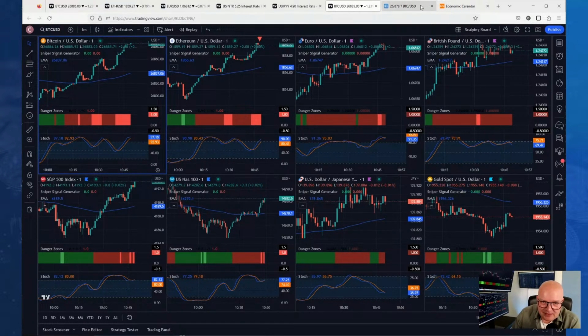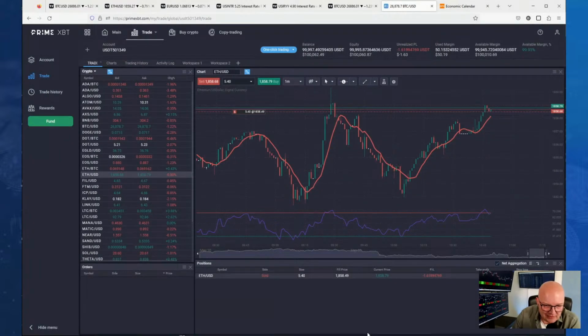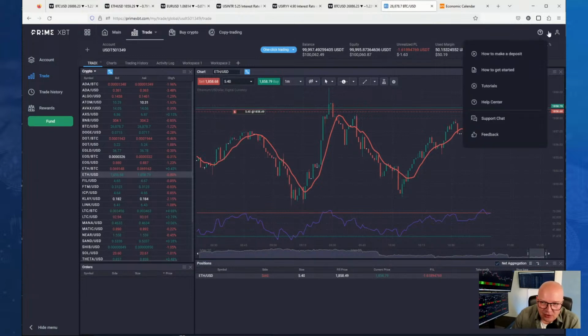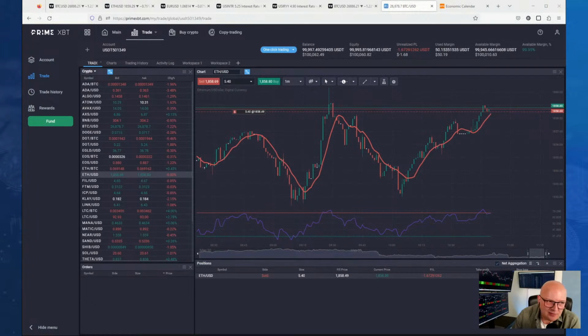Okay, let me elaborate a little bit about position size. You might have noticed here that I chose a position size of 5.4 Ethereum. So that's roughly 10,000 US dollars worth of Ethereum that I was trading. Why only 10,000 US dollars when I have 100K on my account? Because this is part of my risk management.